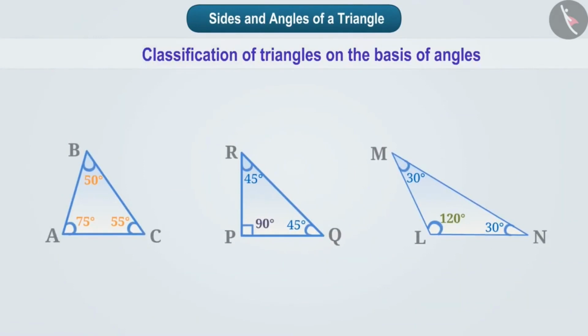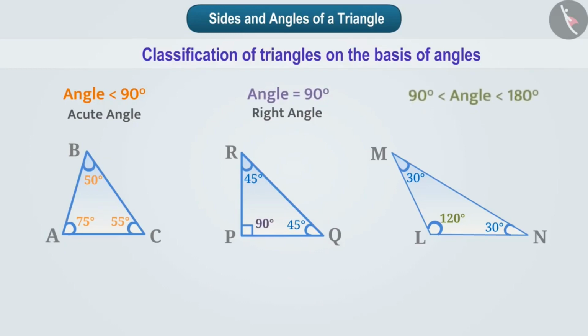We can also classify triangles on the basis of angles. You must remember that an angle smaller than 90 degrees is called an acute angle. An angle of 90 degrees is called a right angle. And if the angle is more than 90 degrees but less than 180 degrees, then it is called an obtuse angle. Now, let's classify triangles based on angles.